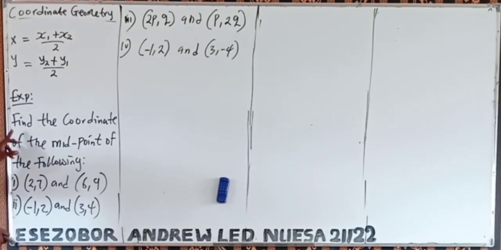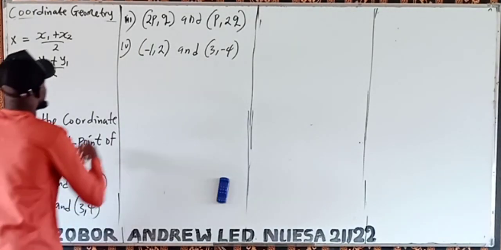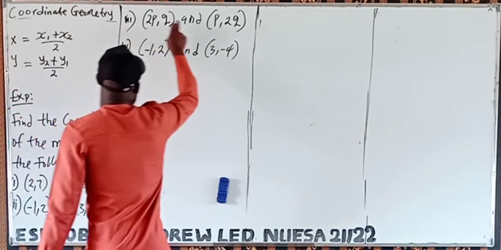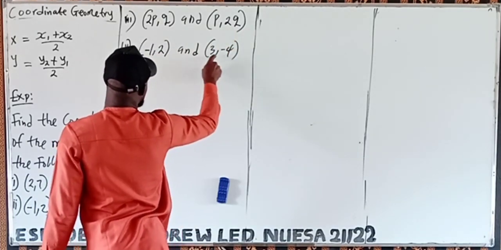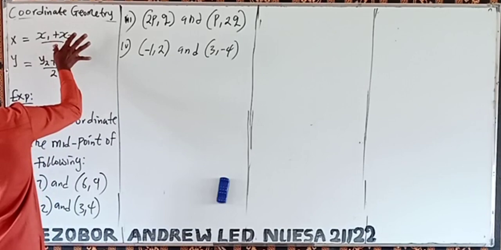The example now is to find the coordinates of the midpoint of the following. What is the midpoint between these 2 points? First, (2, 7) and (6, 9). Then, (-1, 2) and (3, 4). Then, (2p, q) and (p, 2q). Then, (-1, 2) and (3, -4). Remember, we have 2 points.